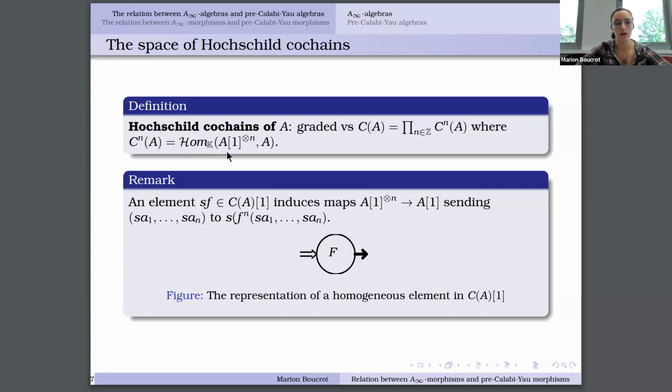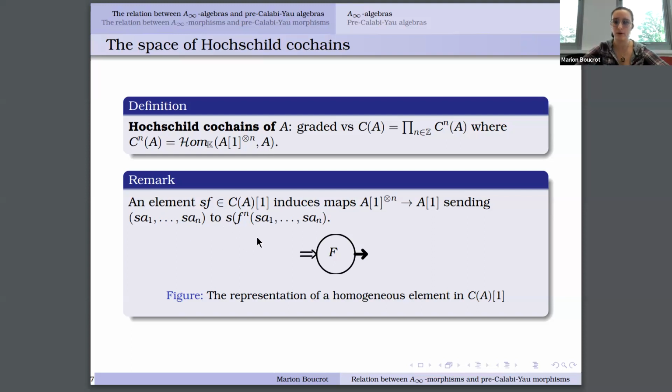So this is the graded Hom, and we have maps going from a tensor product of copies of A to A. As a remark, an element of the shifted Hochschild cochains will induce a map like this, just using the isomorphism we have between the Hom shifted by 1 and the same Hom with the output shifted by 1.